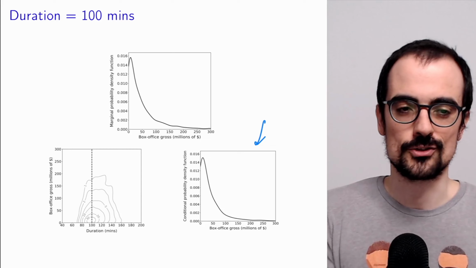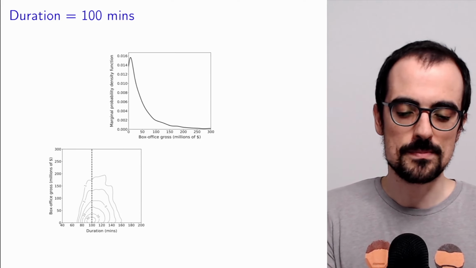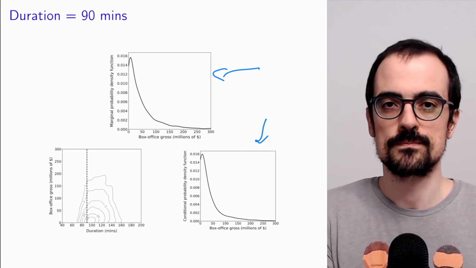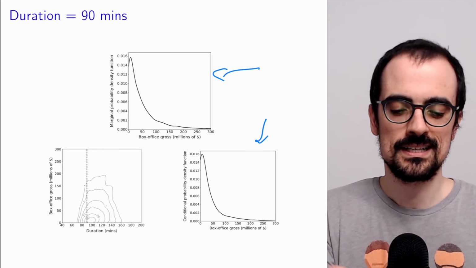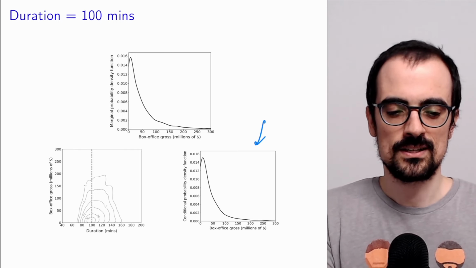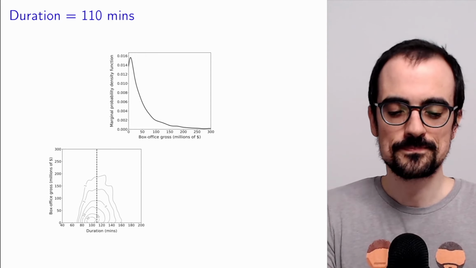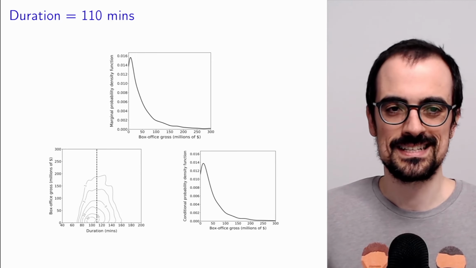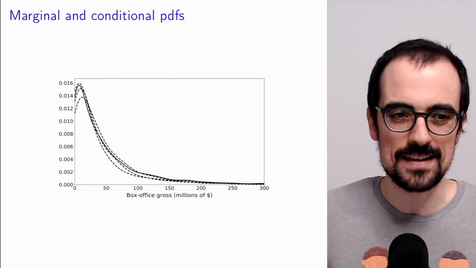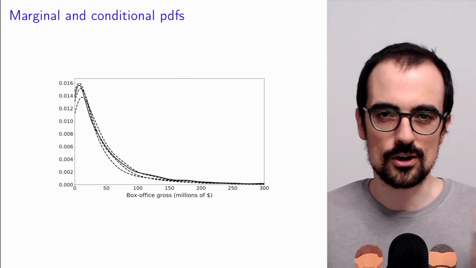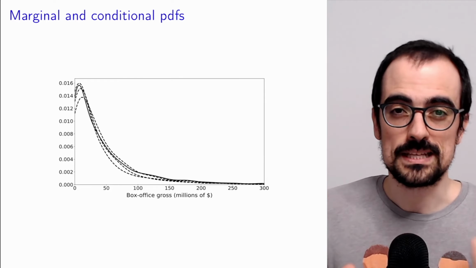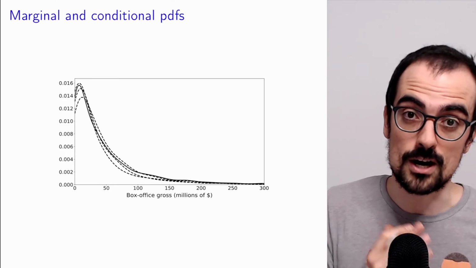So I'm plotting the conditionals here. In case you missed that, this was the conditional for 90 minutes, that's the marginal. They look pretty similar. I'm going to put them on top of each other in a moment. This is for 100 minutes, again, very similar. What happens for 110 minutes? Again, pretty similar. So if I put them all on top of each other, we see that they're not exactly the same. There's a little bit of an effect maybe where longer movies make a little bit more money. But in general, these conditional PDFs look very, very similar also to the marginal.